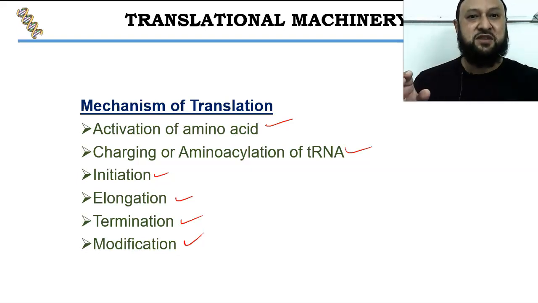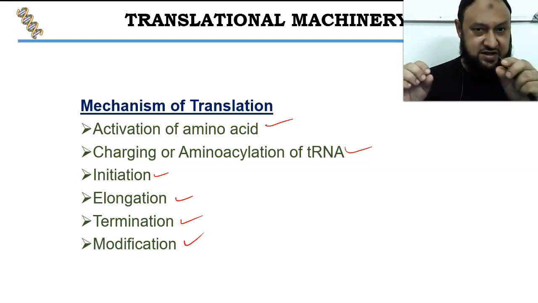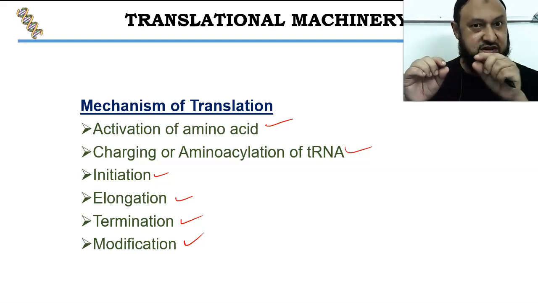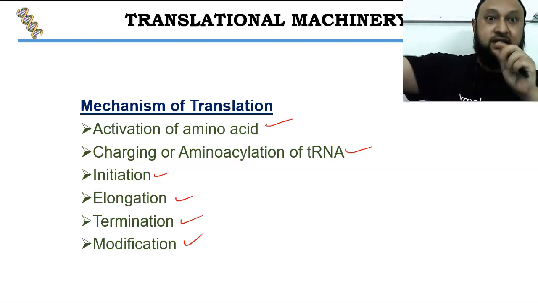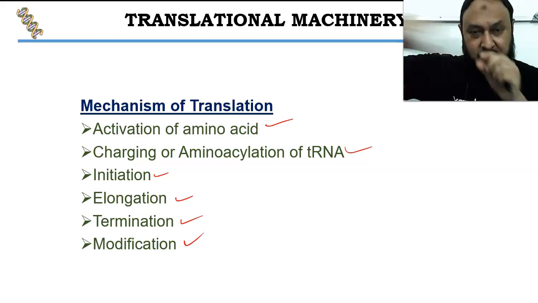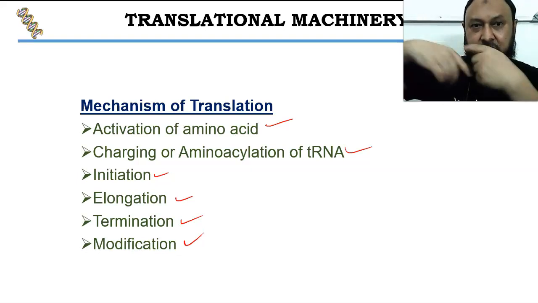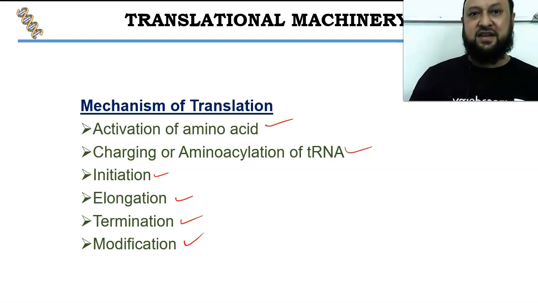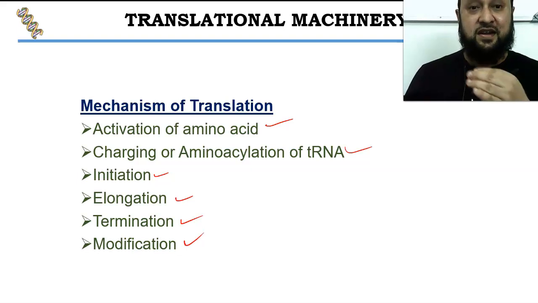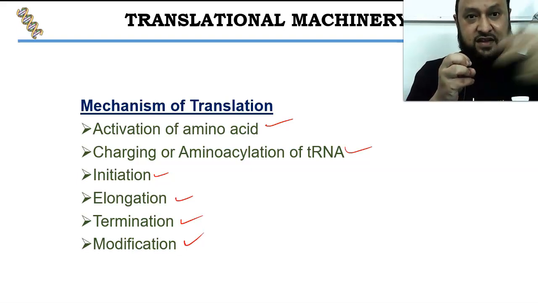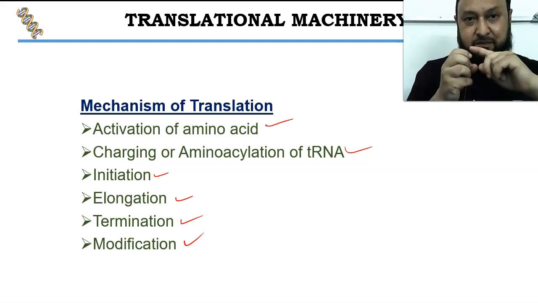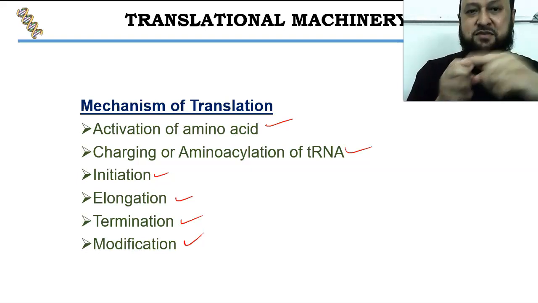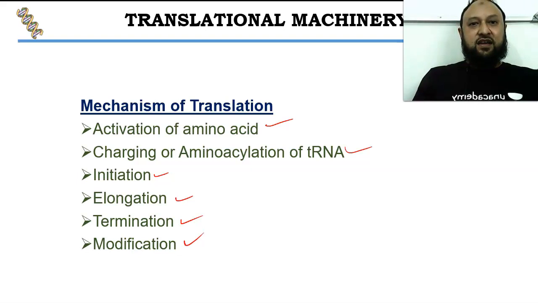It is called termination. And once the process is initiated, it will form a chain until a stop codon is found. That growing, the joining of amino acids one after another, is called elongation. It is elongating because one after another the amino acid is being added and peptide bonds are being formed between the amino acids. So that is called elongation. Okay, any doubt?